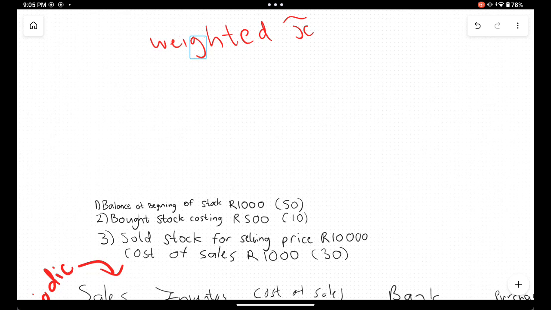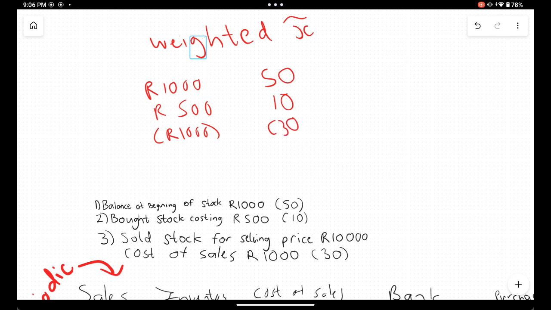So the balance of stock at the beginning is 1,000 rand. How many products was there? 50 products. Bought stock costing 500. How much? 10 products. Sold stock. Now be careful. We don't want the selling price. We want the cost of the goods. So we're using only the cost of goods figure. 1,000 rand, but it'll be in brackets, don't forget, because you sold it, so it's going out. The cost of the goods are going out. 30.